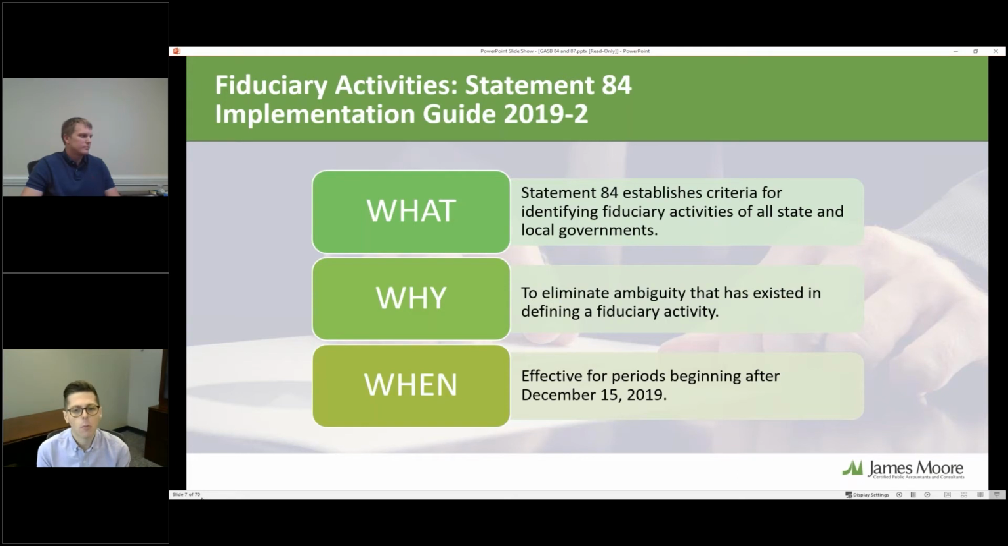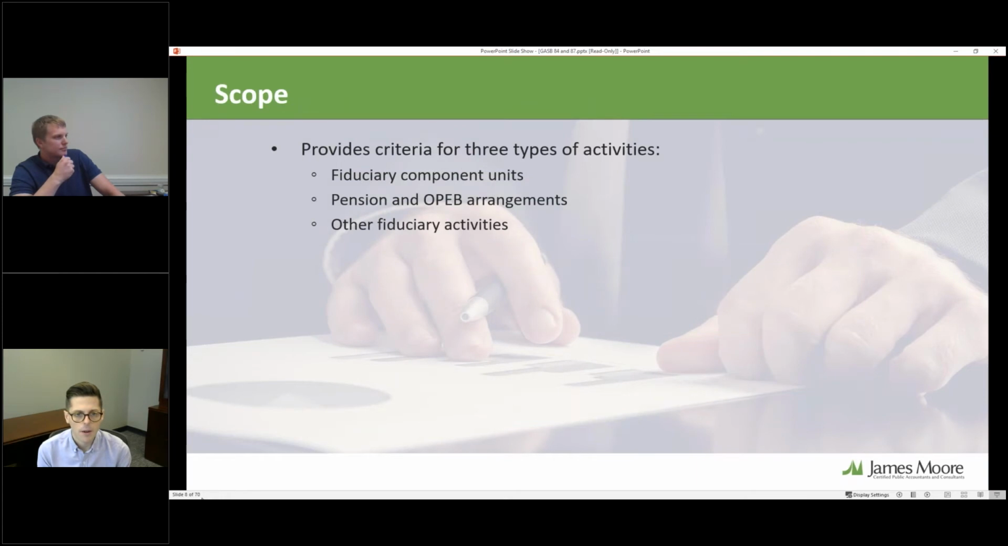And it's effective for periods beginning after December 15th, 2019. So that means your June 30, 2021 and June 30 or September 30, 2021 will be the key years that will need to implement that.